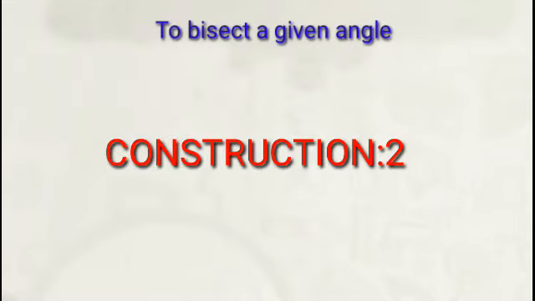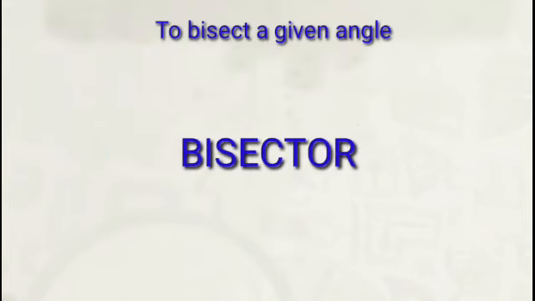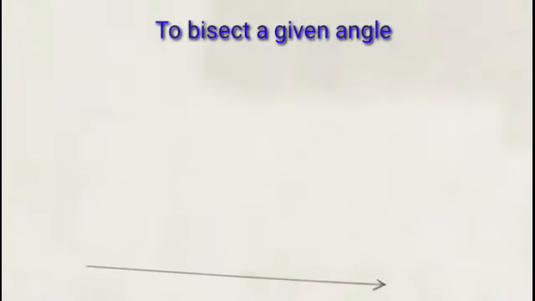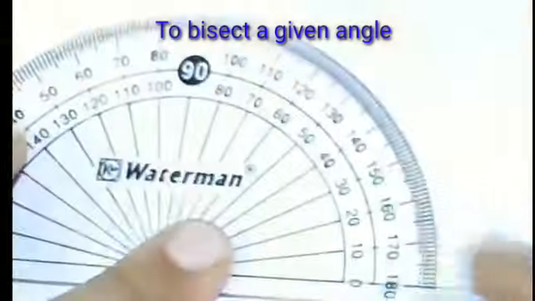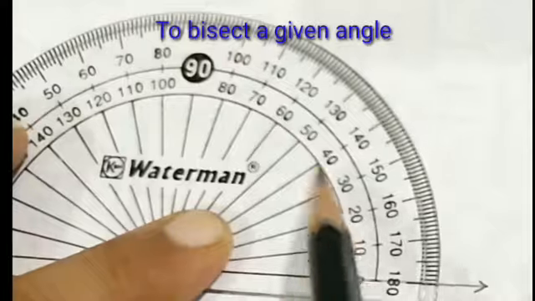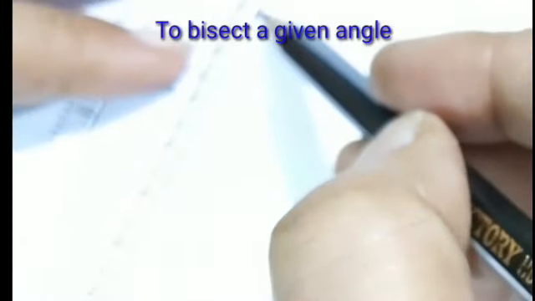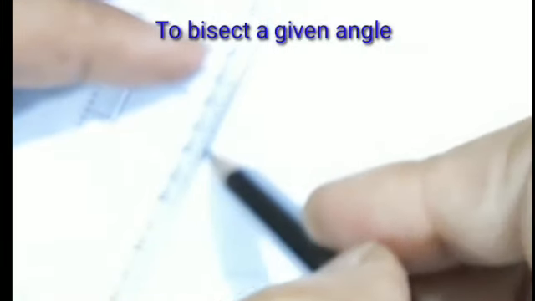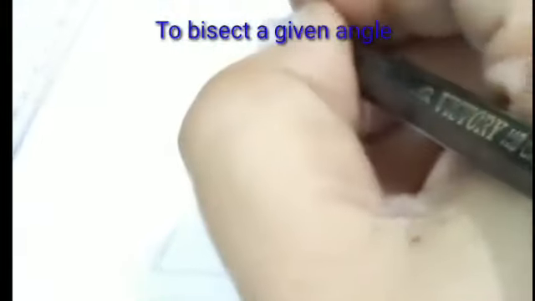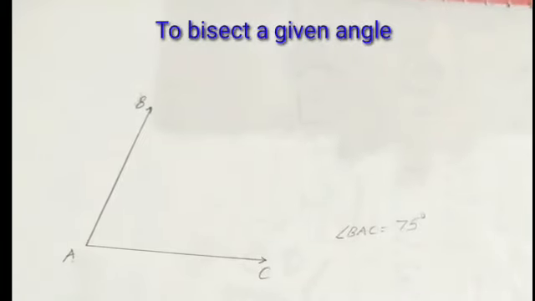To bisect a given angle, let me explain the meaning of the term bisector. A bisector is a line or a ray which divides the angle into two equal halves. So let me proceed. First, let's make an angle of 75 degrees using a protractor. Children, you all must know how to construct an angle using a protractor. Use the inner scale and mark 75 degrees on it. Complete the angle. This angle is of 75 degrees.